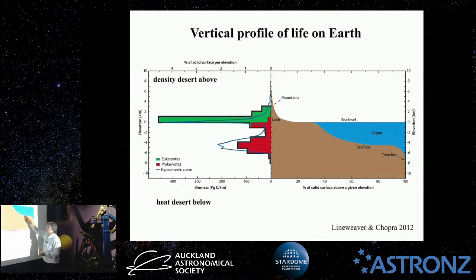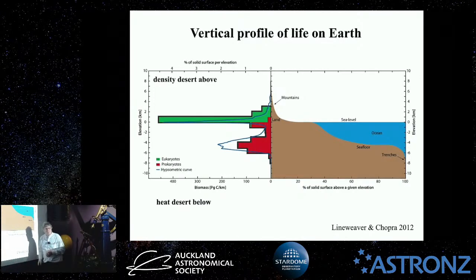This is called a hypsometric curve, right? What fraction of land, 0%, 20%, 100%, what fraction of the land area is at this depth, this depth, this depth, this depth, et cetera. That's what a hypsometric curve is. And so what we essentially did is made a hypsometric curve for life.